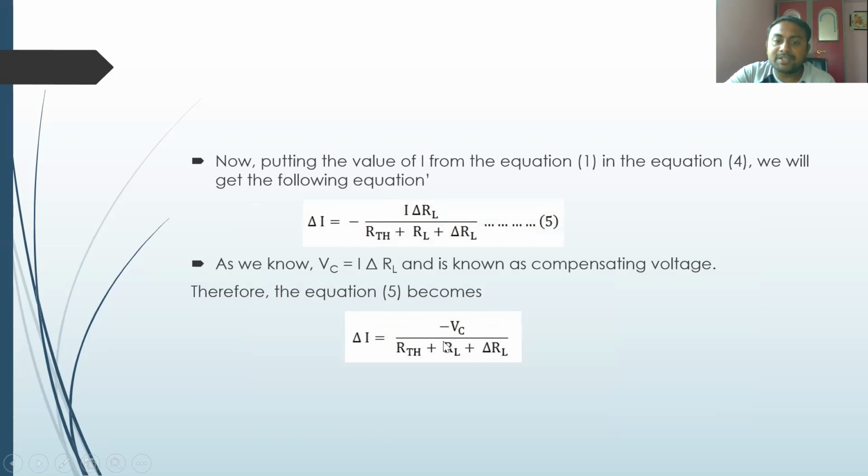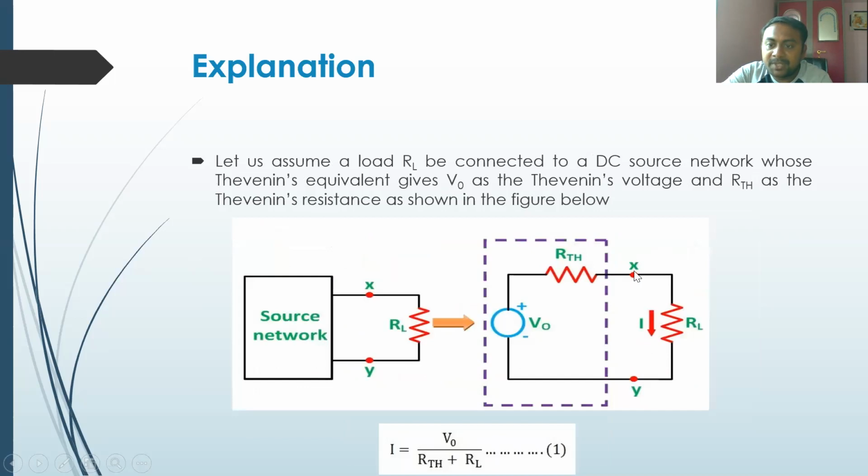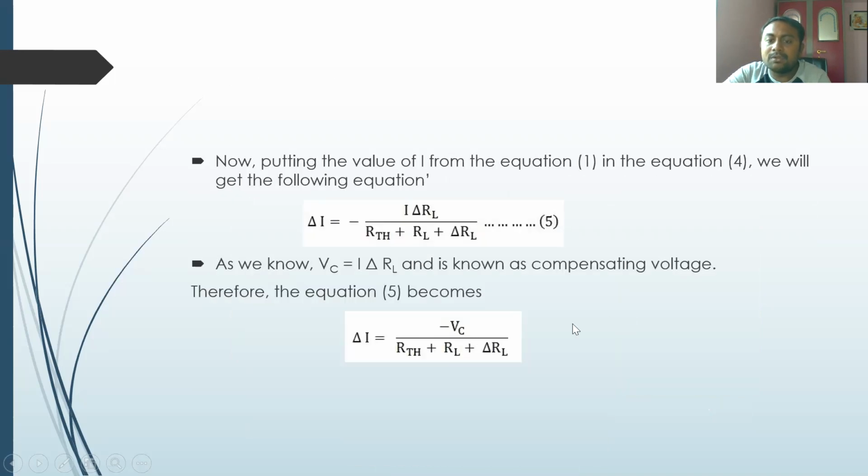So the equation comes as delta I equals minus VC divided by RTH plus RL plus delta RL. The negative term says that the current is passing from positive to negative, which opposes the actual direction of current. I will explain: in this connection, the current is passing from X to Y. If I replace it with this voltage source, the direction of the current is opposite to the previous direction, that is Y to X. That is why the negative comes into the picture.